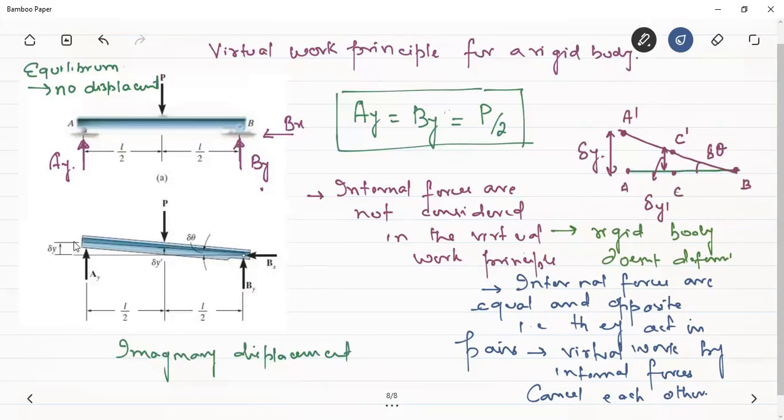Now see here in this case, this force Ay has caused a displacement of delta y. And you can see here at the midpoint, there is a displacement of delta y dash and there is a force acting which is P. Although the displacement and the force are in the opposite direction in this case, still it has to be written in the equation of the virtual work.